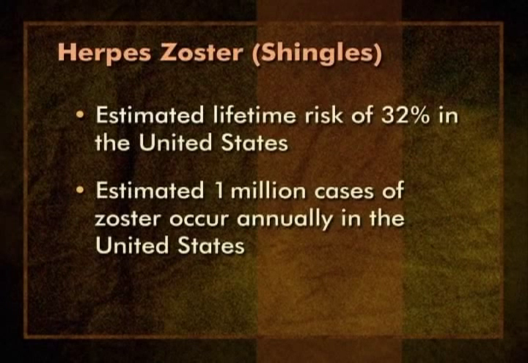Zoster is a common illness with an estimated lifetime risk of 32% in the United States. 50% of persons living until 85 years of age will ultimately develop zoster. An estimated 1 million cases of zoster occur annually in the U.S. Zoster is characterized by a unilateral vesicular rash and pain that is usually limited to a single dermatome on the trunk. It can be very painful.